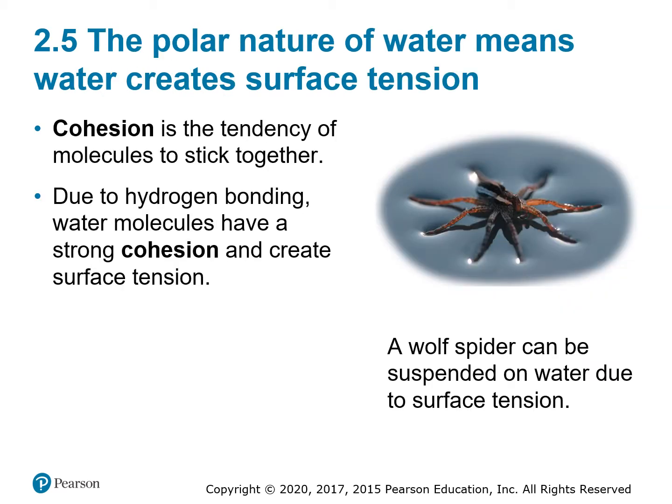The polar nature of water also means that water creates surface tension. So this idea of cohesion is the tendency of molecules to stick together. And because of hydrogen bonding, water molecules stick together. They have strong cohesion, and that creates a surface tension. And that surface tension makes it possible for organisms like this wolf spider to be suspended on water due to its surface tension. You've probably seen different types of insects or spiders that can actually stay on the top of the water due to surface tension.